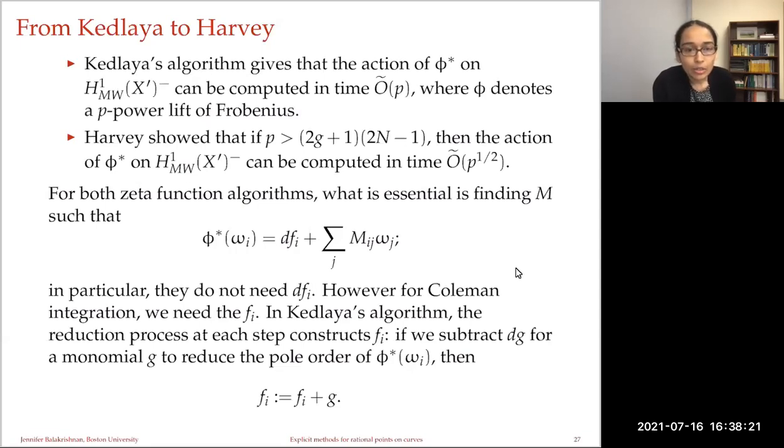So in Kedlaya's algorithm, the reduction process at each step really does construct for you the fi. If we could subtract some dg for a monomial g to reduce the pole order of the action of Frobenius on a basis differential, then the new fi is the old fi plus whatever this g was.